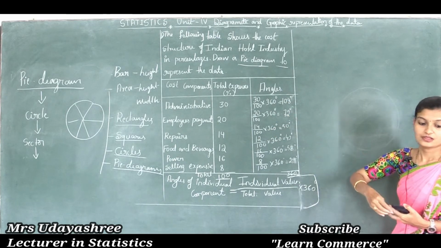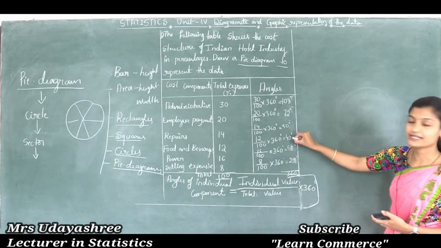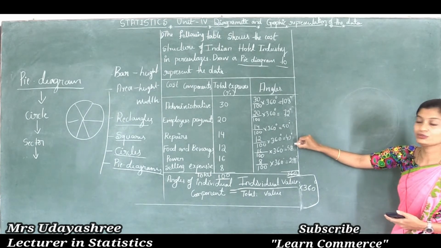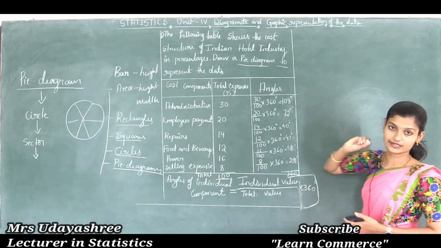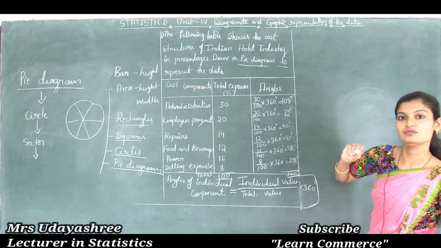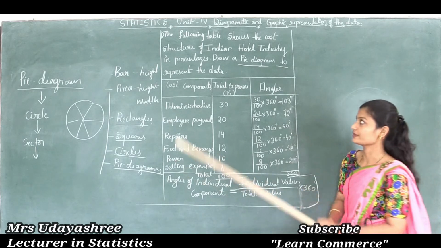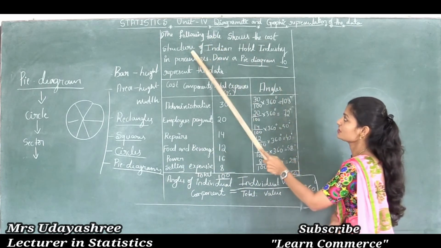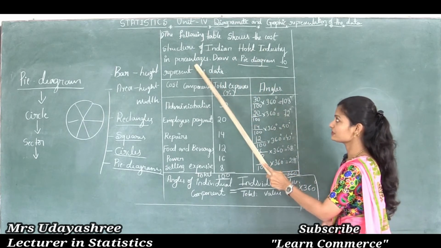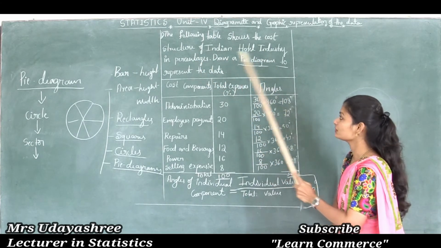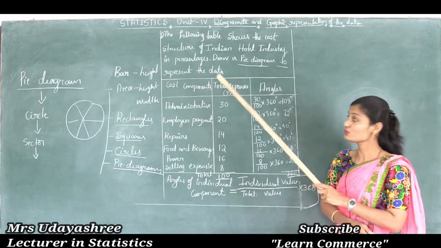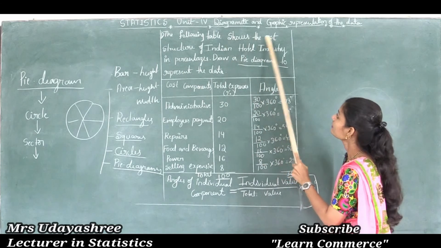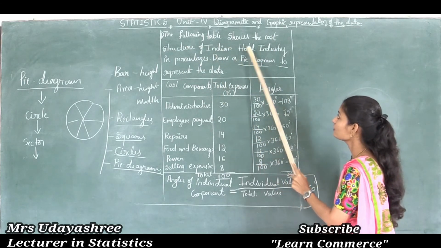So next, how to draw a pie diagram using these angles. Before drawing the pie diagram we need to write a suitable title for this pie diagram. See the question. Which title is suitable? Let me check. The question is, the following table shows the cost structure of Indian hotel industry in percentage. Draw a pie diagram to represent the data. So here the suitable title is pie diagram representing the cost structure of Indian hotel industry.